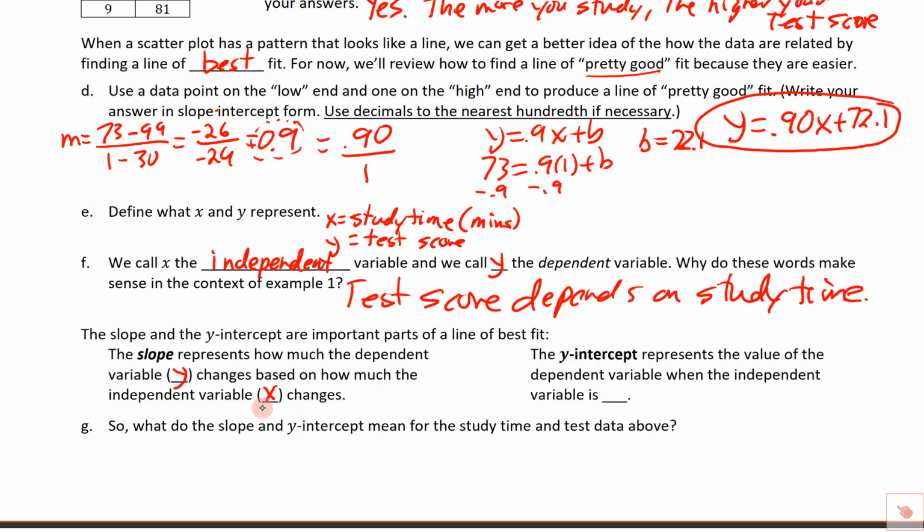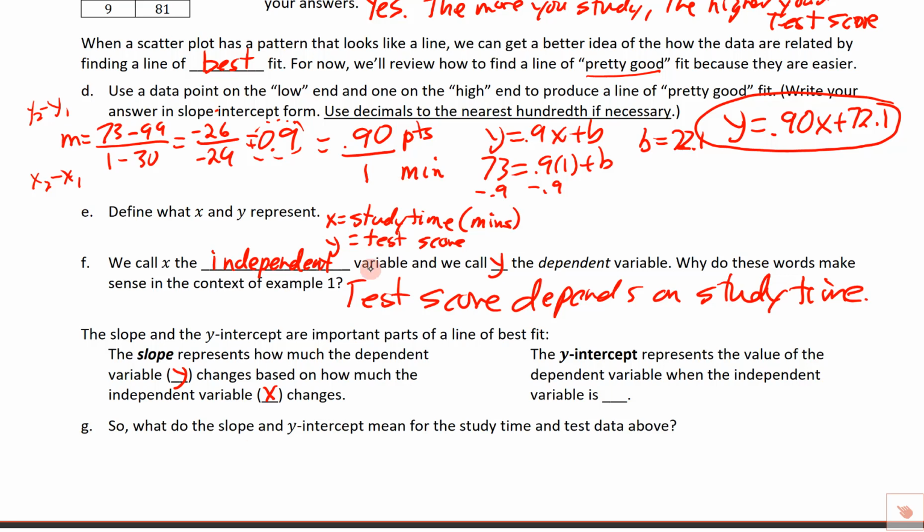So I'm going to come up here and put the labels on this. Remember, when we do the slope, this is y2 minus y1 over x2 minus x1. So if the y on the top is the test score, the points, I'm going to write down points right here, and this is your study time, in minutes, because that's the x over here. So what the slope means is it's 0.9 points per minute.